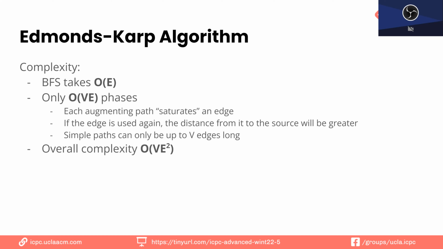And if we need to use that edge again, then the distance from it to the source will increase. Since it keeps increasing, each edge can only be used up to V times, actually V over 2. And I'll show later why. And so eventually we won't be able to use any edge, and there will be no more paths left. And I can actually give a good example. This camera is not working, so let's think about how I can do this.